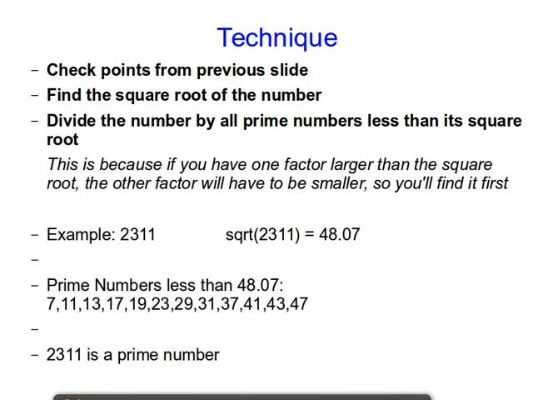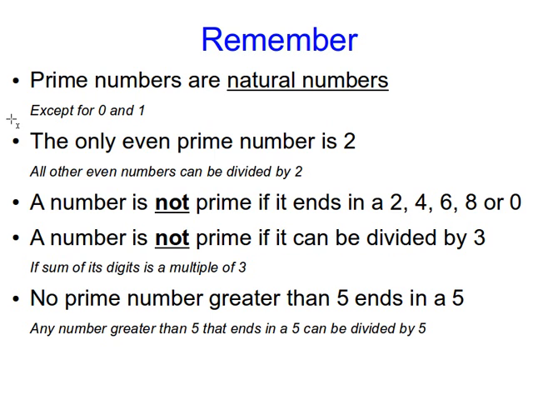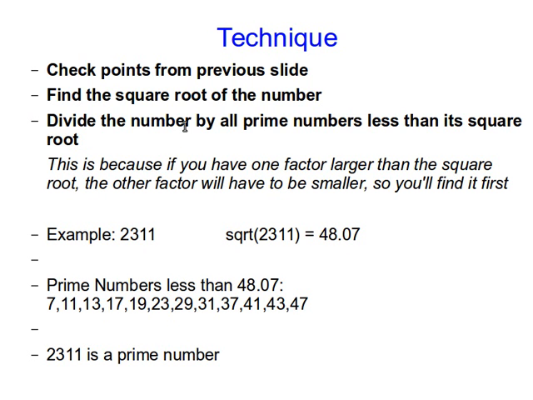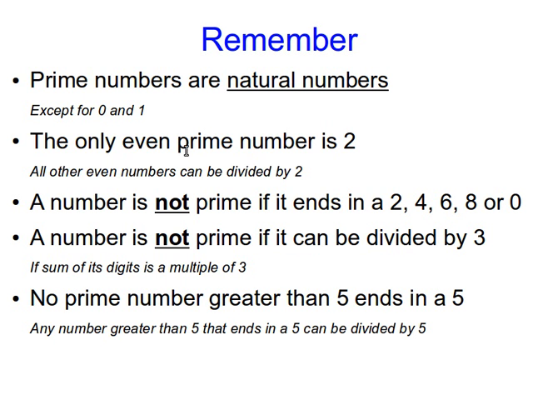I hope the technique makes sense. Remember to check these points first, and then take the square root and divide the actual given number by all the prime numbers less than the square root. You avoid 2, 3, and 5 to save yourself time, because you will have already checked them anyway.